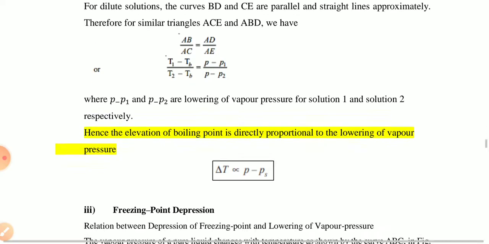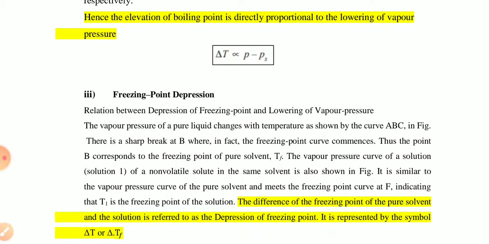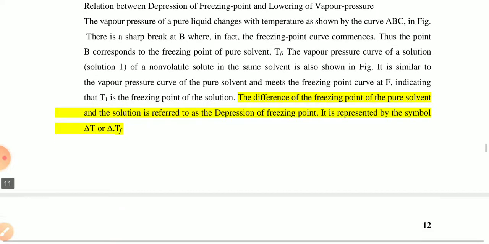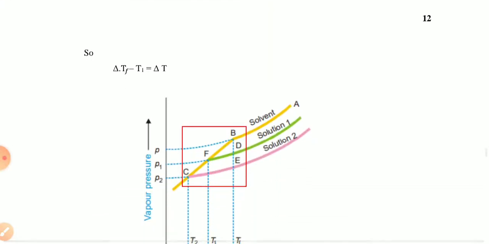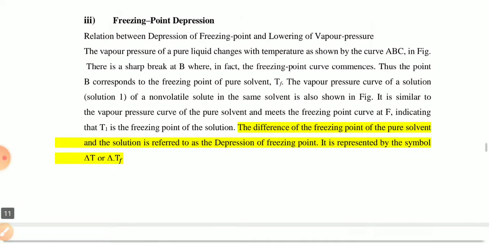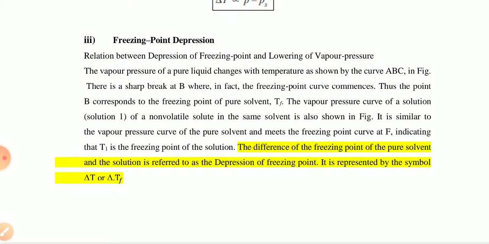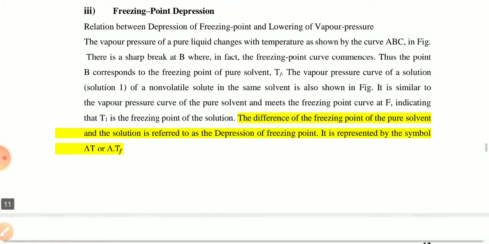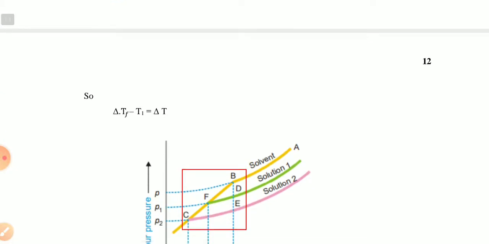The next topic is freezing point depression. This is also known as the relationship between the depression of freezing point and the lowering of vapor pressure. The vapor pressure of a pure liquid changes with temperature, as shown in curve ABC. Here is the curve A, B and C. In this diagram you can see the sharp break at point B.